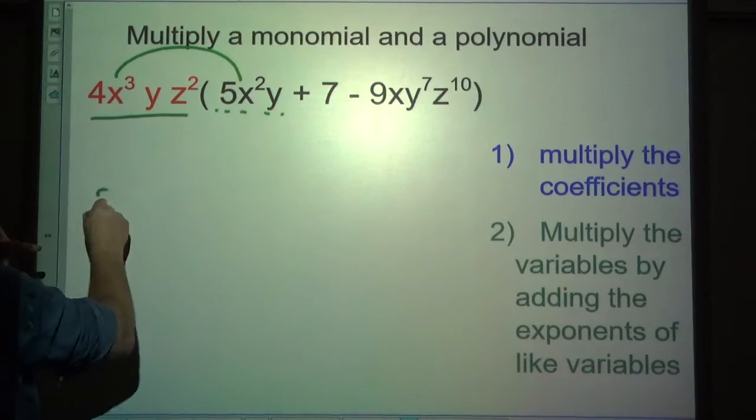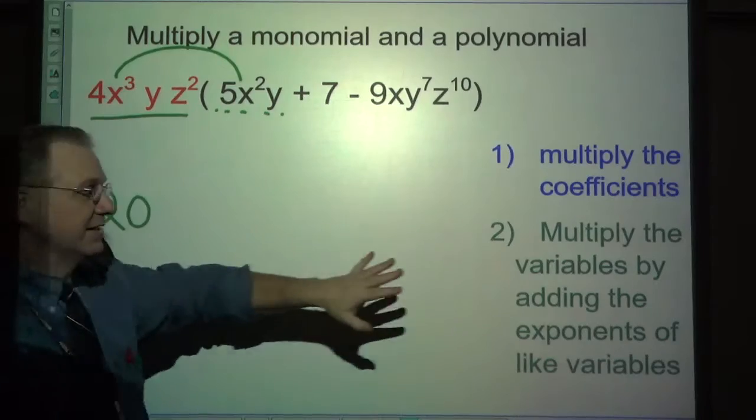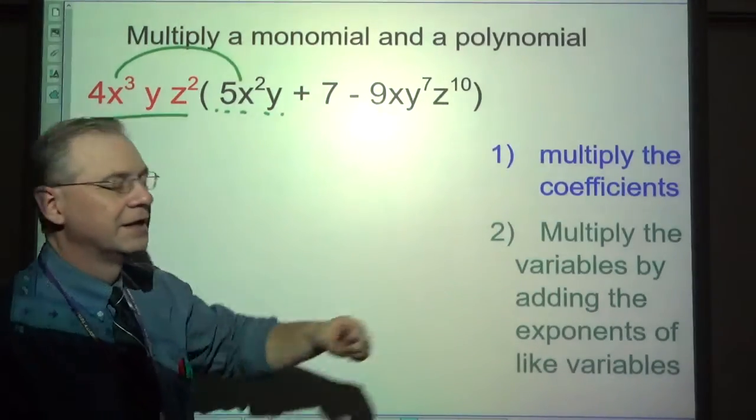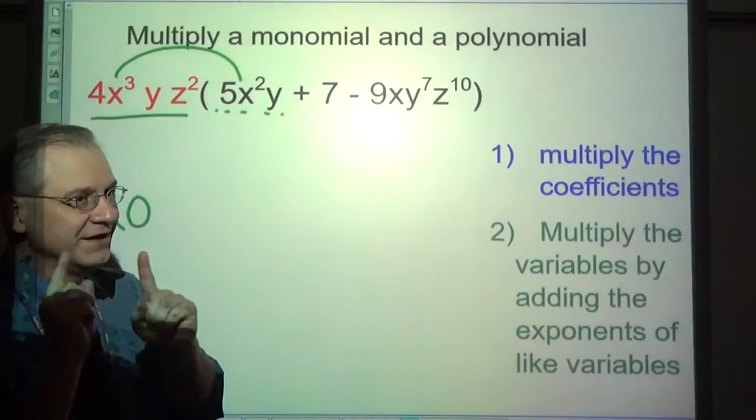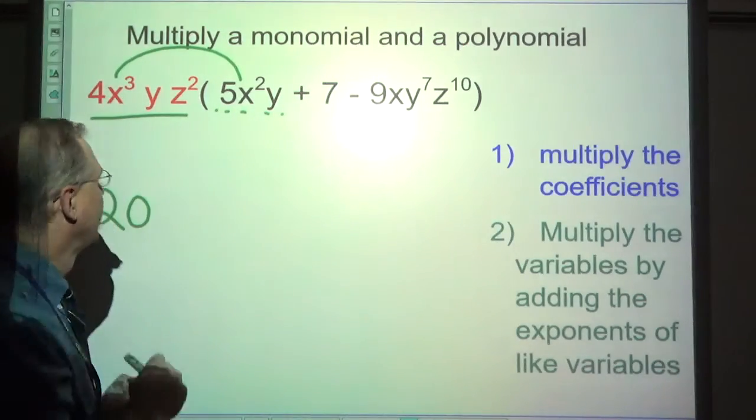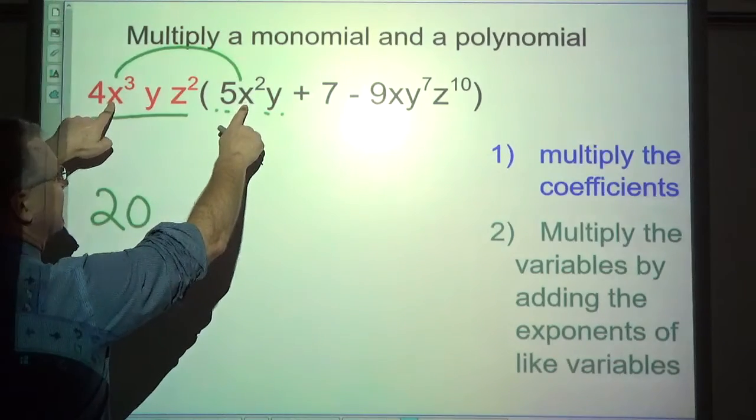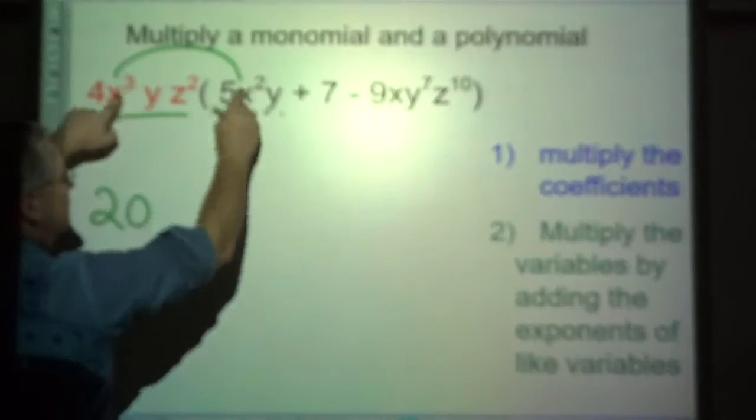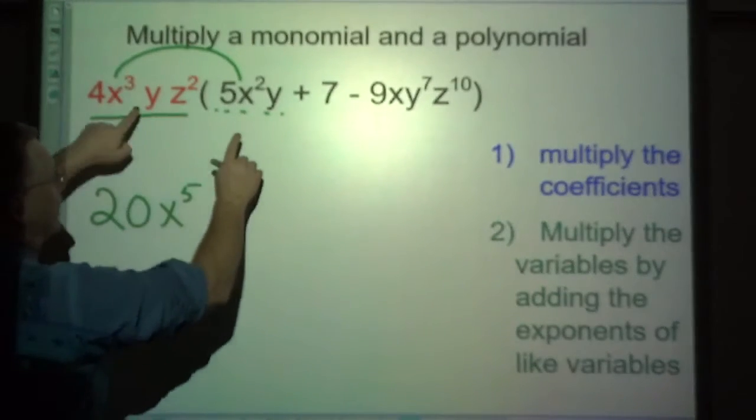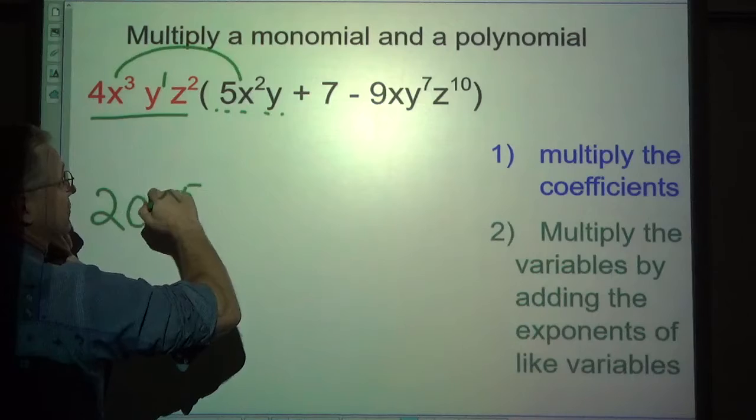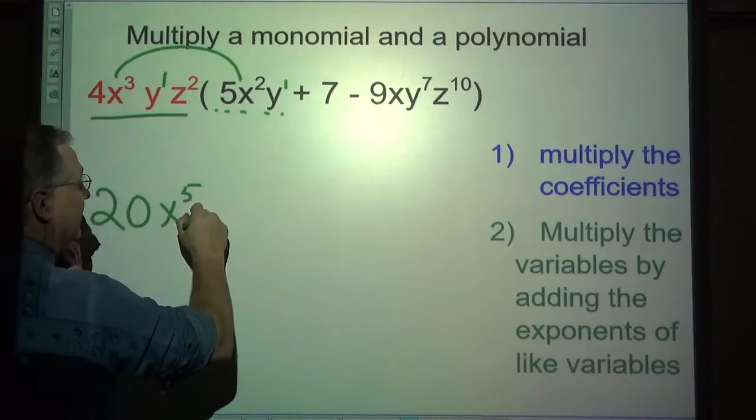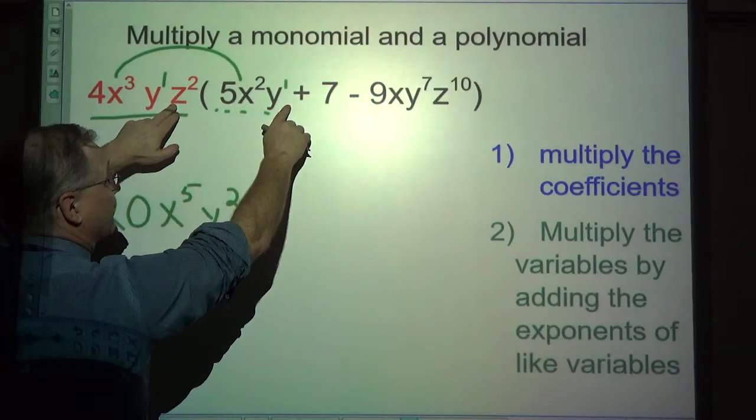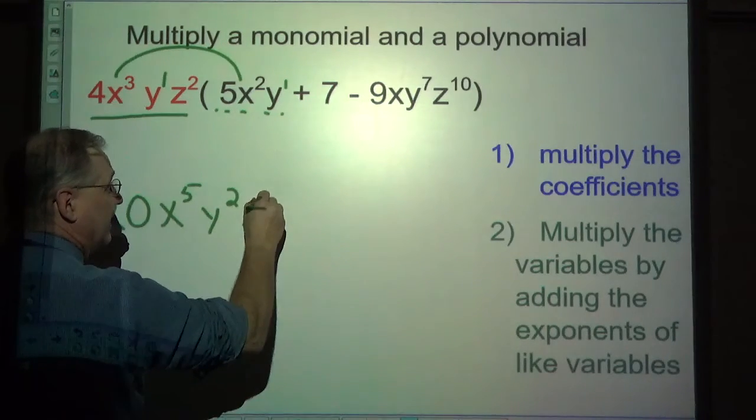4 times 5, 20. Then the second part of multiplying monomials is to multiply the variables by adding the exponents only of like variables. Now, x and x are like variables, so I multiply by adding the exponents. X to the 3 plus 2 is 5. Y to the first, it's understood to be a 1. Y to the first, that gives me y to the second. There is no z over here, but the z squared is here, so we just put it in on the end, like so.